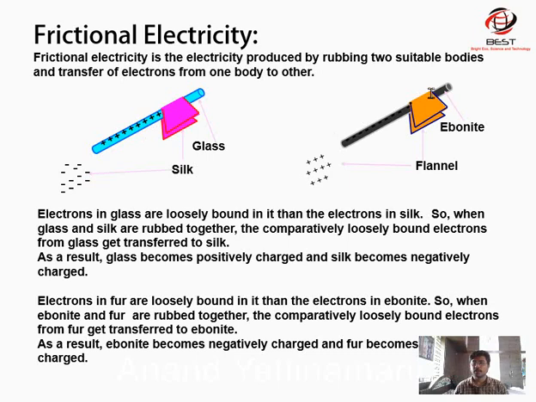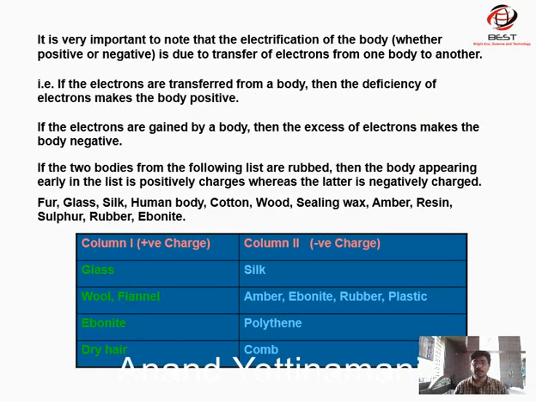Similarly, if I take ebonite and rub that with flannel, or if I take some other materials, I would like to give certain examples. Here I am considering glass and silk. If I rub glass with silk, glass becomes positively charged, whereas silk becomes negatively charged.